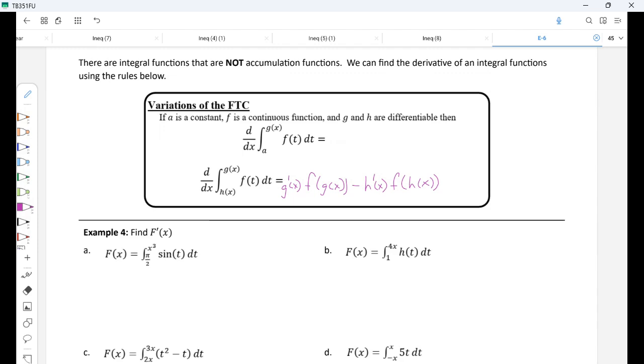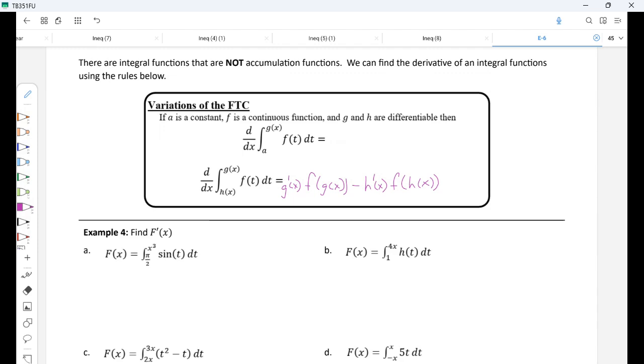This is a general form of the second fundamental theorem that we just learned. We're going to kind of work our way backwards to an accumulation function. What happens if I put a bottom limit as a constant? That's what we'll write here. And then we'll think about what happens if this isn't g of x, but it's just x. And we'll see that this formula is consistent no matter what you have.